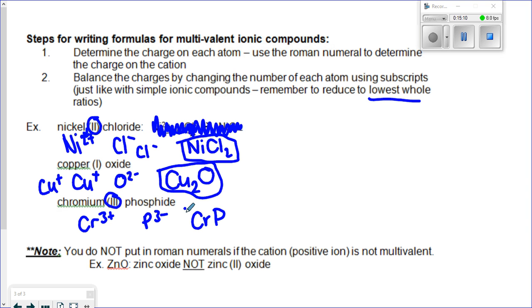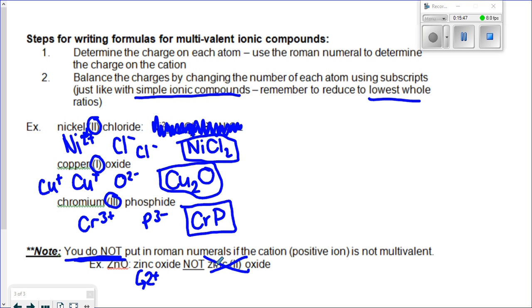Writing the formulas is really similar to what we did with those simple ionic compounds, but now we just need to worry about what's happening within those brackets with that Roman numeral. Another note: you do not put Roman numerals if the cation is not multivalent. So ZnO is just zinc oxide. If you look at Zn, zinc, atomic number 30, it only forms a 2 positive charge. It doesn't form more than one ion species, so you do not put zinc 2 oxide. You only do this if it is multivalent.